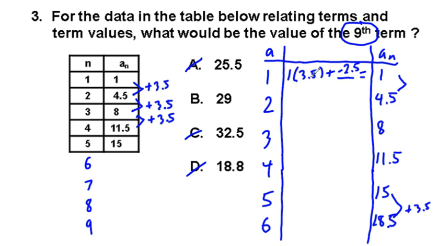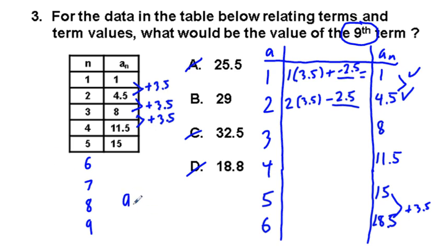So 1 times 3.5 minus 2.5, 2 times 3.5, which is equal to 7 minus 2.5. So we're saying that 7 minus 2.5 should be 4.5. Check. So we have a rule. The rule is I'm going to put it over here. There's the only place there's room.